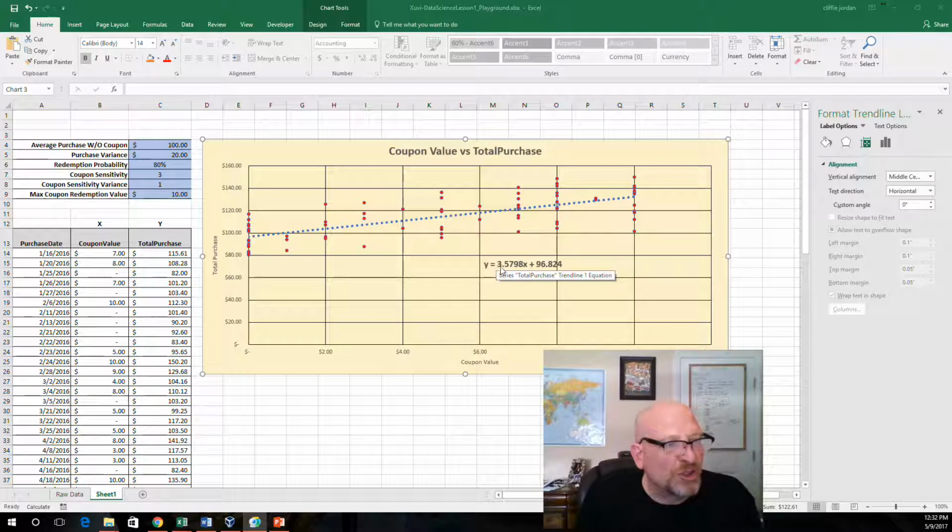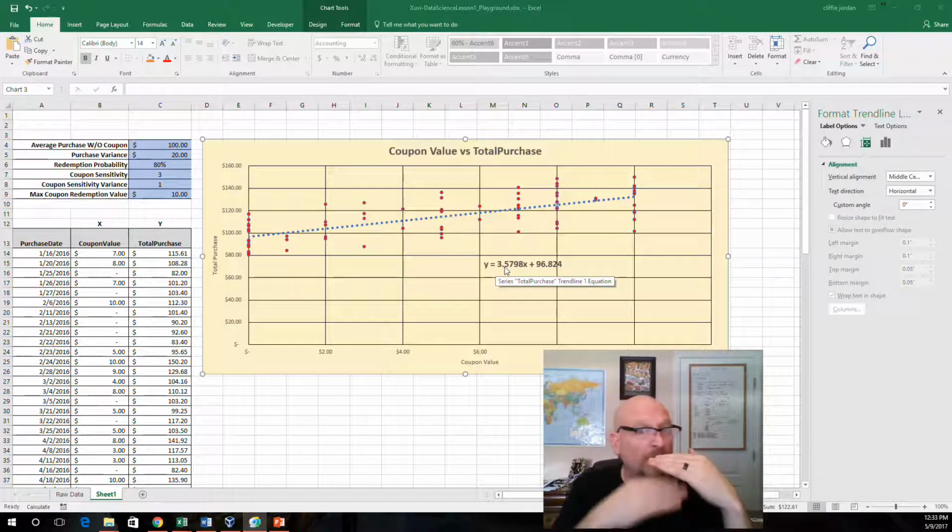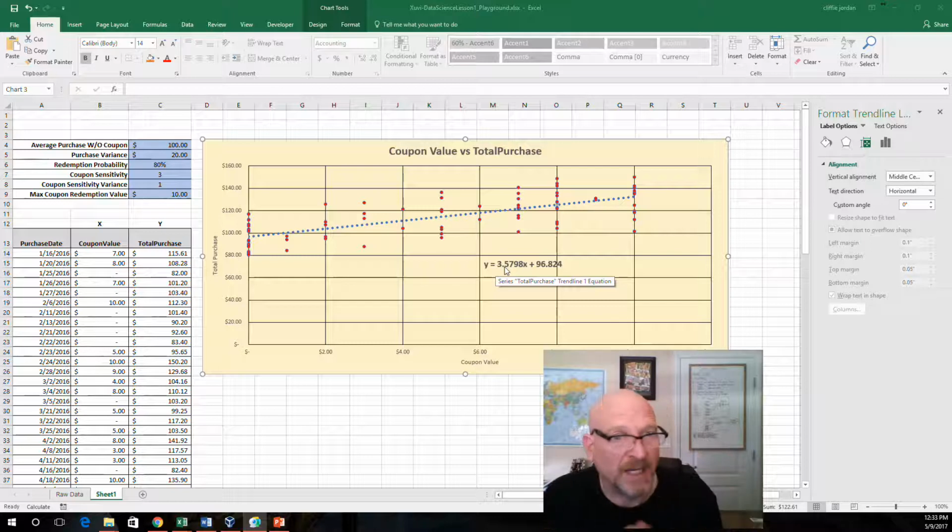That slope is the rise over the run, and the rise is the total purchase. The run is the coupon value. So think of that as $3.58 per $1 of run. So that's $3.58 of rise for every $1 of run. So if the rise over the run is 3.58 divided by 1, that's 3.58.